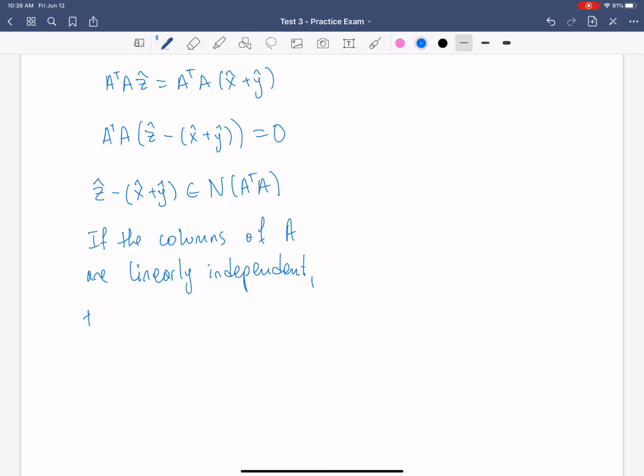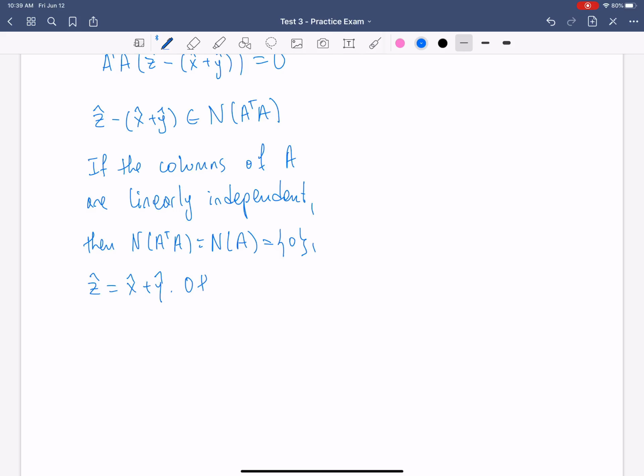then what we know is that the null space of A transpose A is the same as the null space of A, which is always, in every case, no matter whether the columns of A are linearly independent or not, the null space of A transpose A is always the null space of A. But in the case when the columns of A are linearly independent, we know that these null spaces are both 0. And only in that case, we know that Z hat equals X hat plus Y hat.